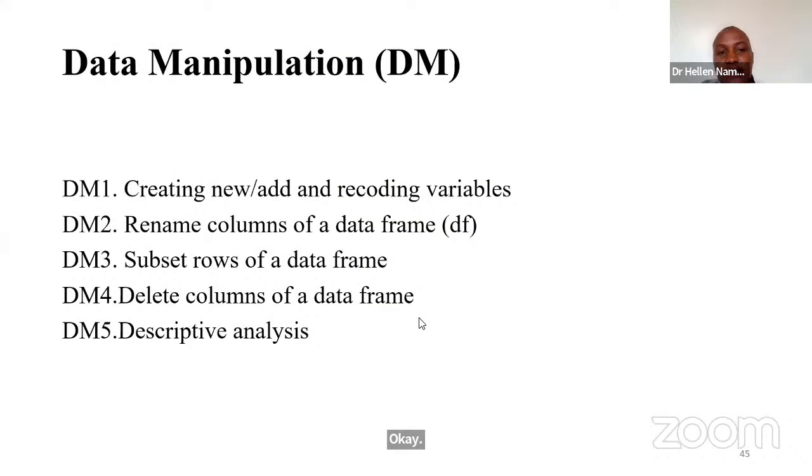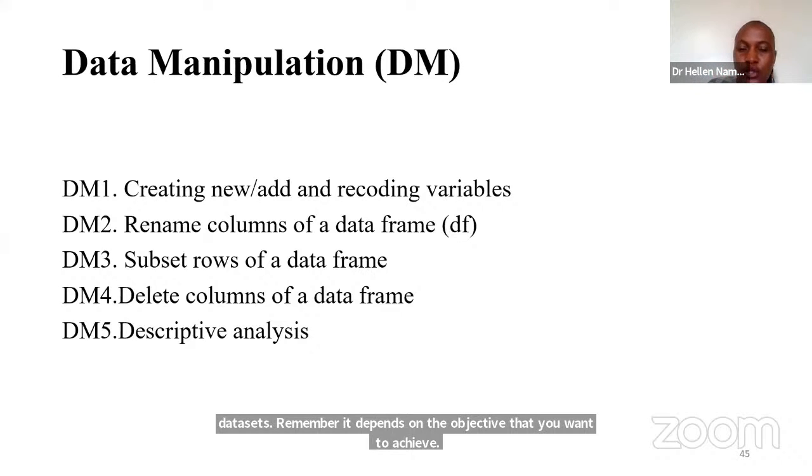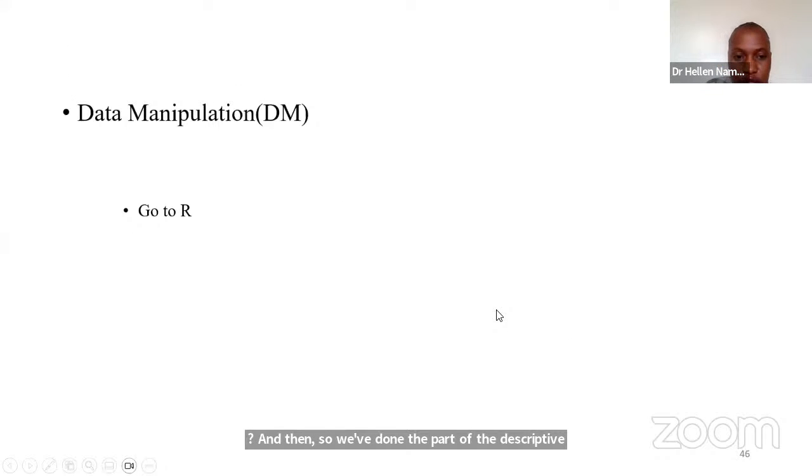We have some things that we can also do within our data sets. Remember, it depends on the objective that you want to achieve. You can create new variables, you can rename columns, you can subset rows. This could be even part of the assignment that you can do. You ask yourself, given I've got this particular data set, how do I add a new variable? How do I delete a variable? So we've done the descriptive analysis part, but you can still try out the rest.